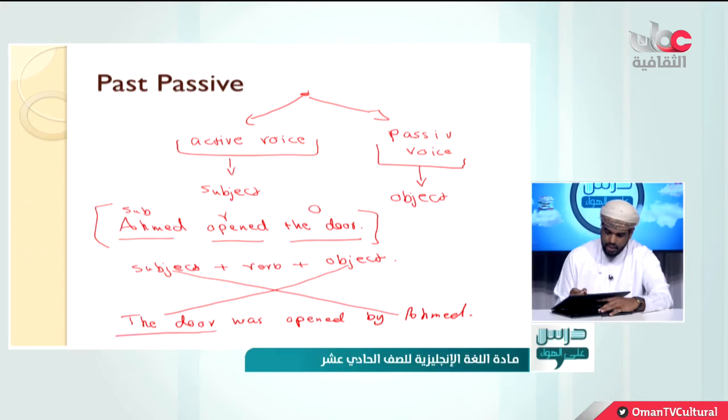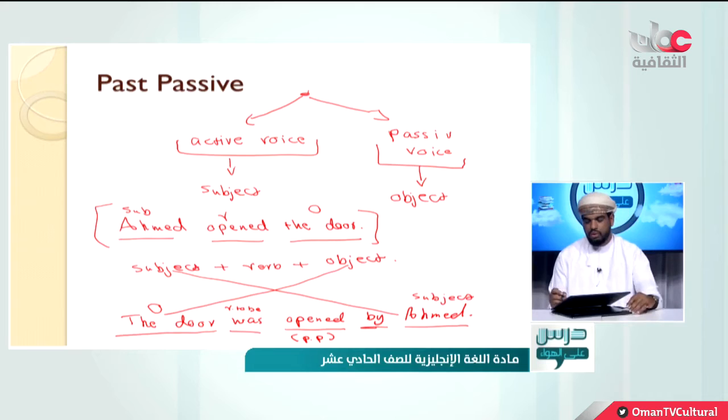Let's analyze the sentence. So the door is the object, was is the verb to be in the past tense. Opened is not in the past tense, it is in the past participle, the third column of the verbs. By is a preposition, and Ahmed is the subject. All right. So here is the rule of passive voice: object plus verb to be, was or were. After that, the main verb, which should be in past participle form, by, and then you write the subject. Don't worry, we will do some exercises now. I hope you understood the rule.